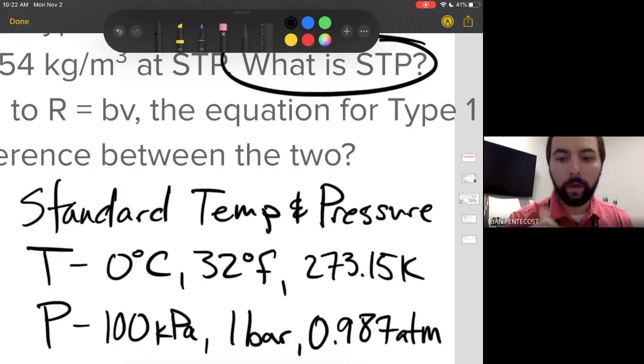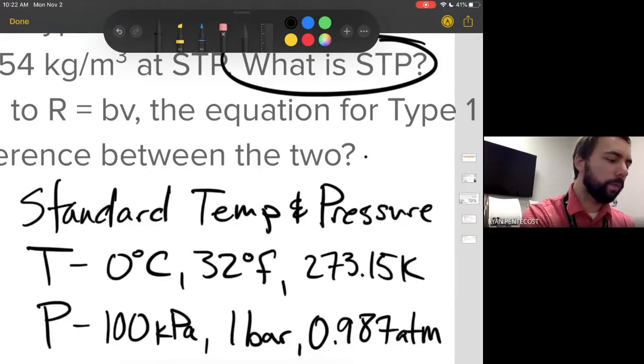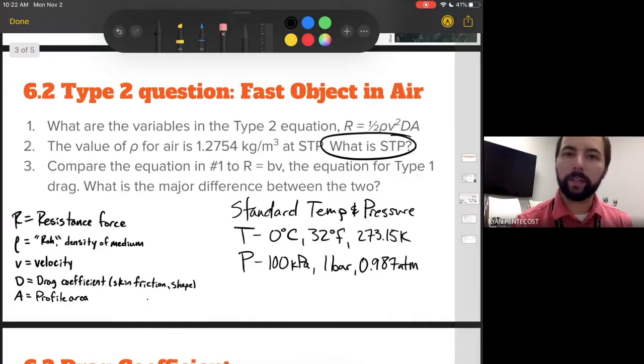It used to be 1 atmosphere, but we moved away from that, I believe, in the 80s. But this is important because if you move away from that standard temperature and pressure, the density of the air is going to change. And hopefully the problem just gives you that, because it's not easy to find the density of air if you don't know the temperature and pressure of the environment.